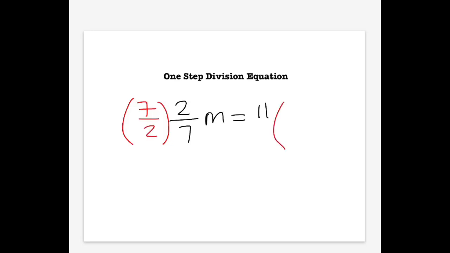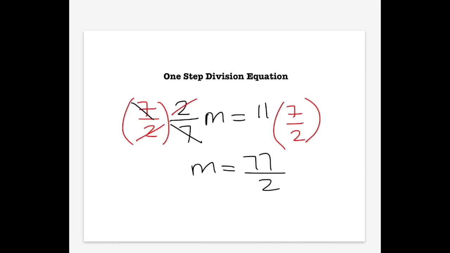And then whatever you do on one side of the equation, you want to do the same thing on the other side. So this cross cancels, and then this cross cancels over here, which means I am left with m equals 77 over 2. Again, this is an improper fraction, so you want to turn it into a mixed number. So this will definitely help you out in one of the problems that has been assigned to you. Go ahead and get started.